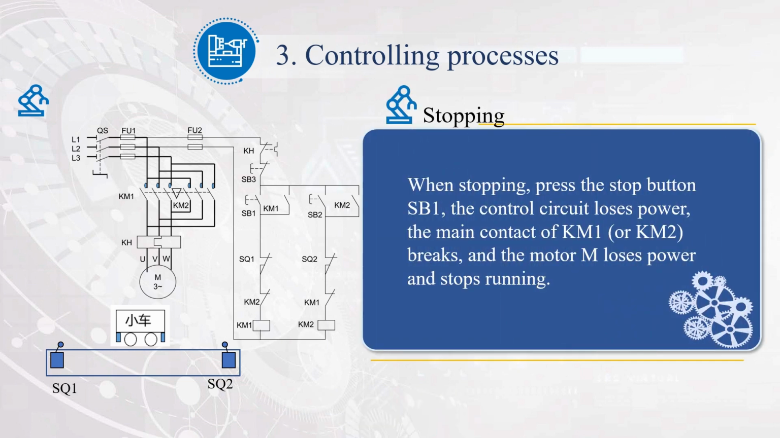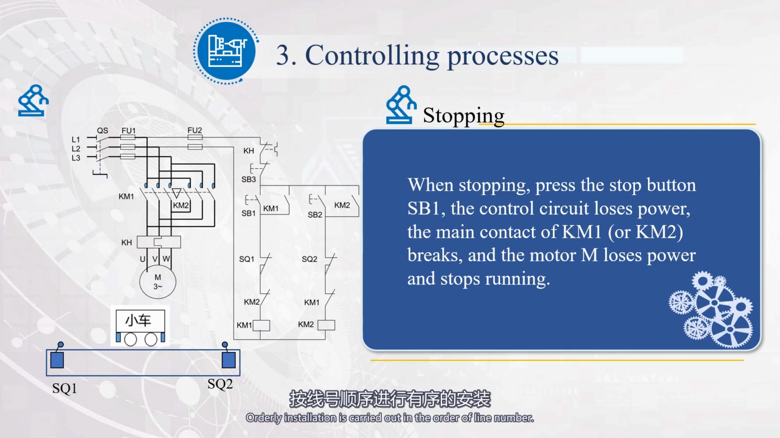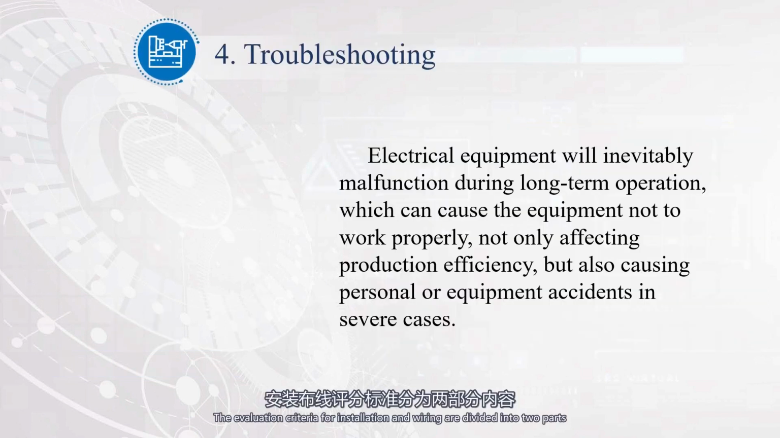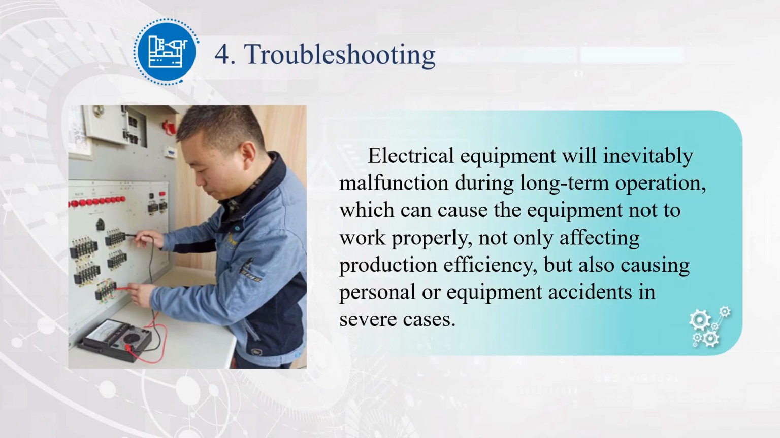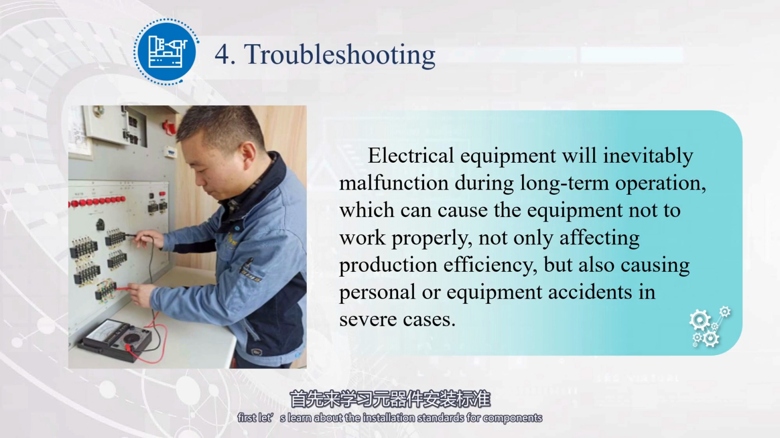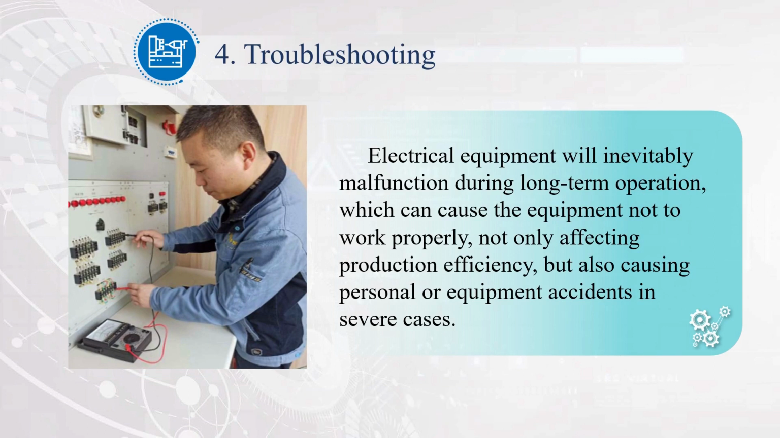Installation method: make it simple, prioritize the main and then the auxiliary. Orderly installation is carried out in the order of line number. The evaluation criteria for installation and wiring are divided into two parts. First, let's learn about the installation standards for components, and then learn wiring installation.